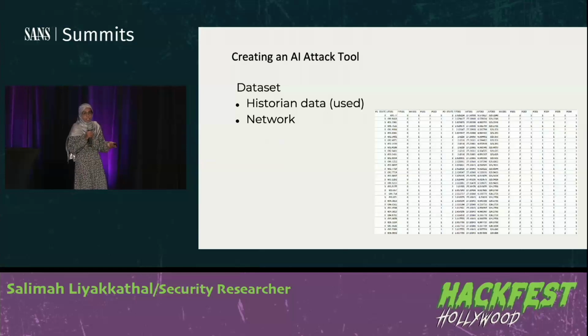So to create an attack tool, first what we need is a data set, so you can train the model. And it could be any kind of data set. It could be network data, historian data, and so on. But I used historian data. For those who are not familiar with it, it's taken from a historian server in an ICS system. This data consists of all the values of components in the plant across all the timestamps.